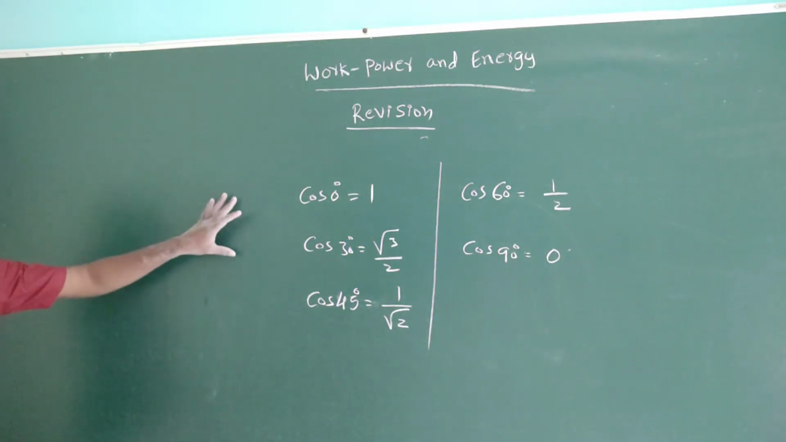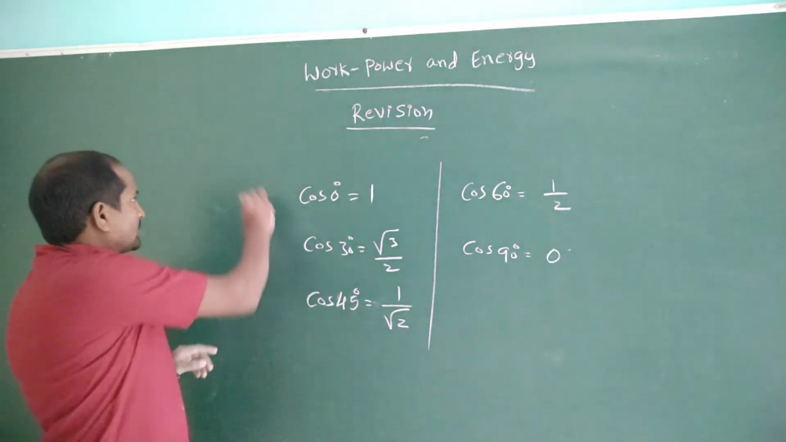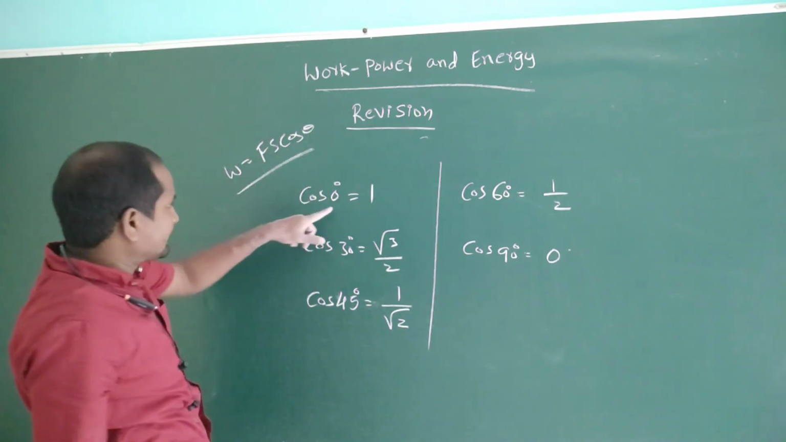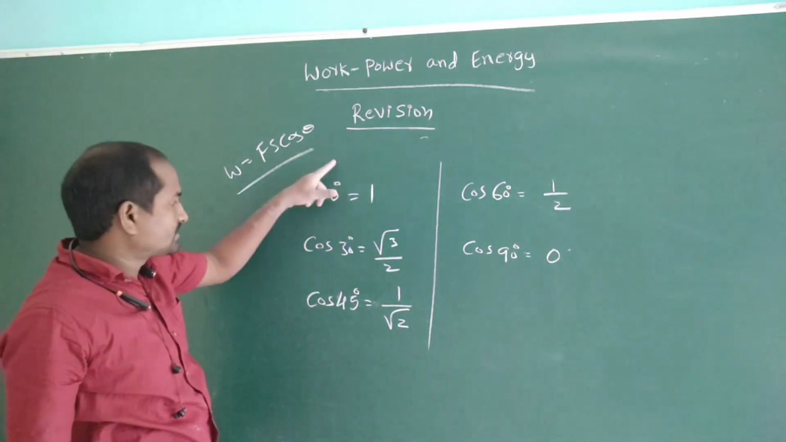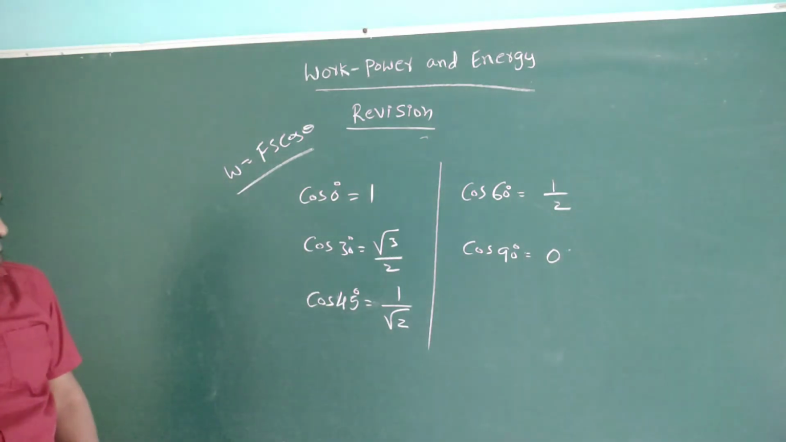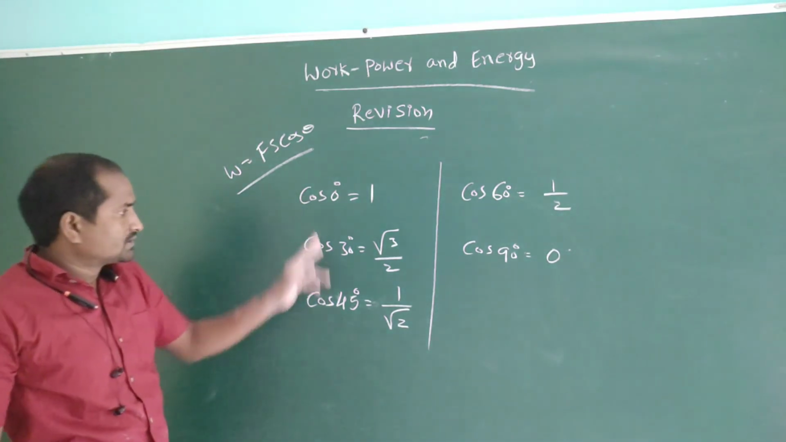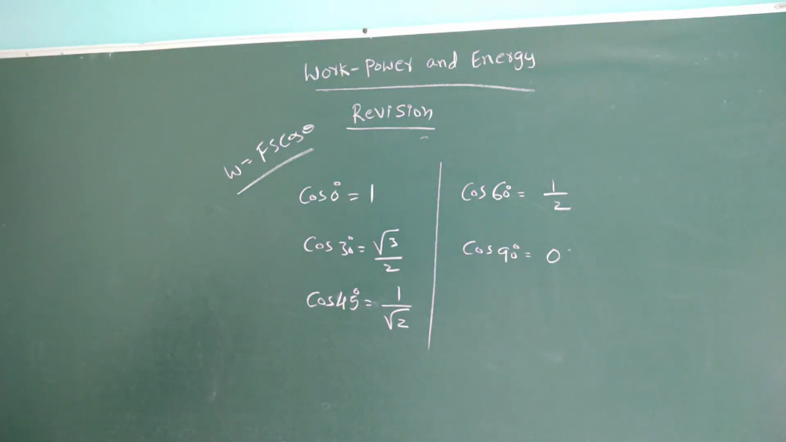If the angle between force and displacement is given, work done is equal to Fs cos theta. If theta is 0 degrees, then cos theta is 1. Cos 0 is 1, cos 30 is root 3 by 2, cos 45 is 1 by root 2, cos 60 is 1 by 2, and cos 90 is 0. Just remember these 5 cos values, that is enough for you.